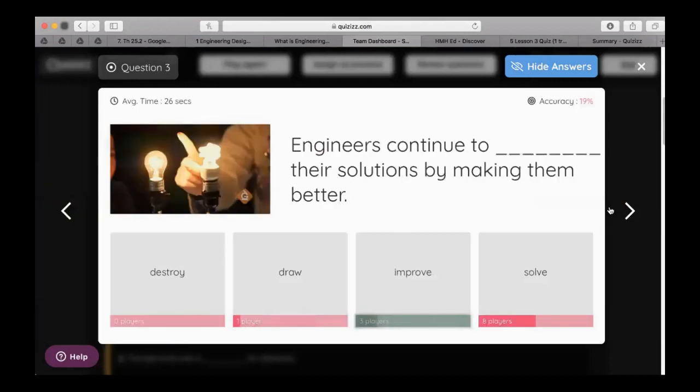Engineers continue to improve their solutions by making them better. Solve was a good guess. They don't solve their solutions, they solve their problems. After you solve the problem, then you improve your solutions.